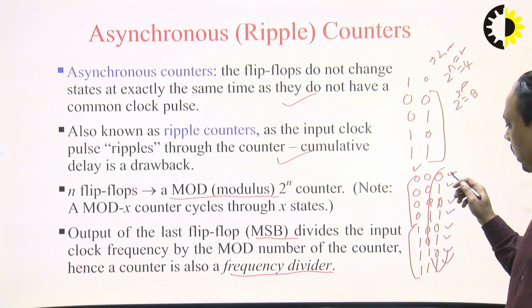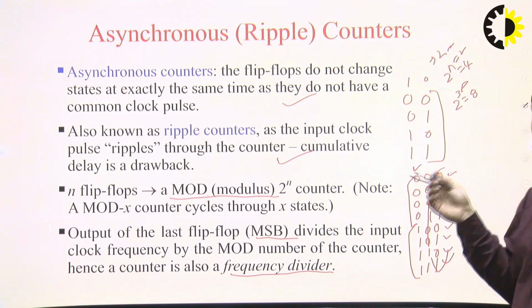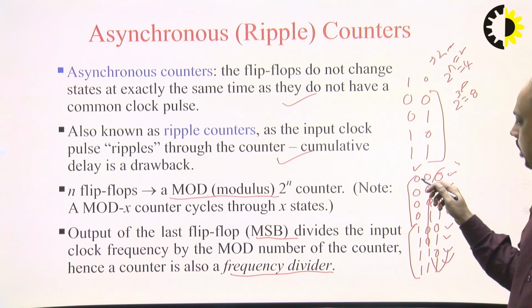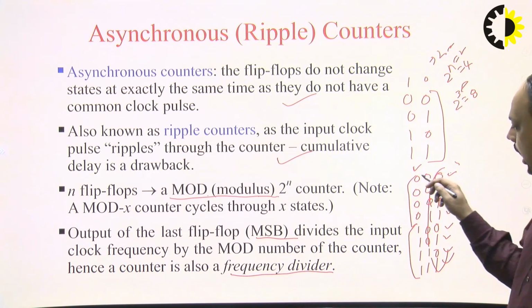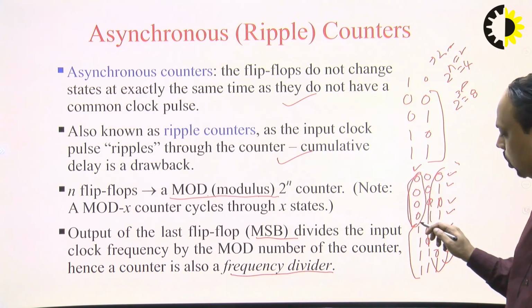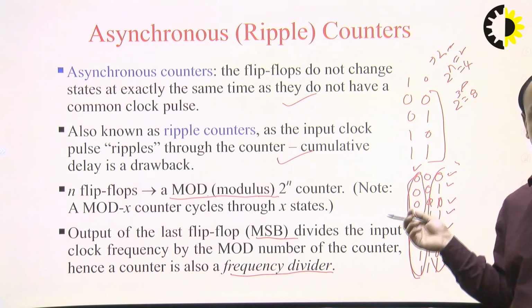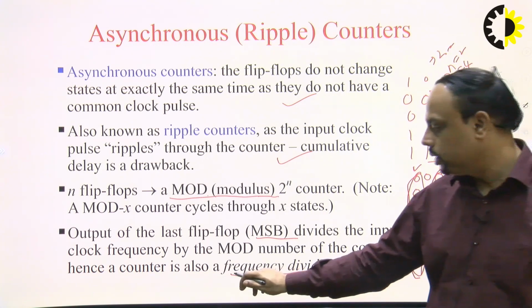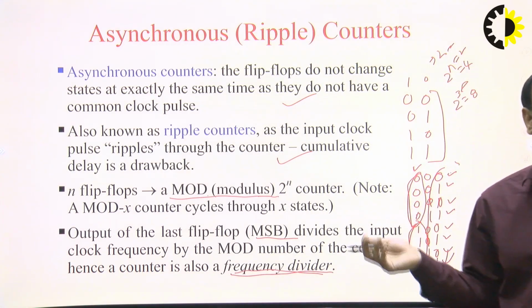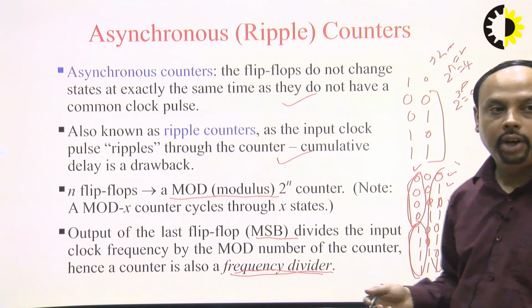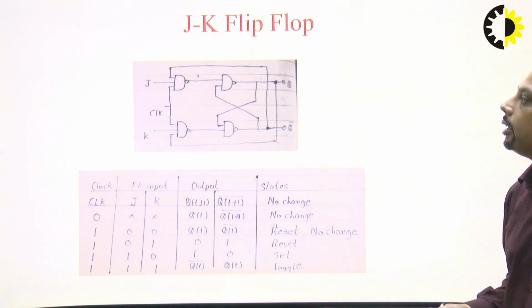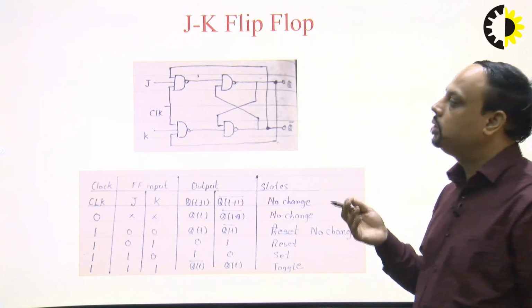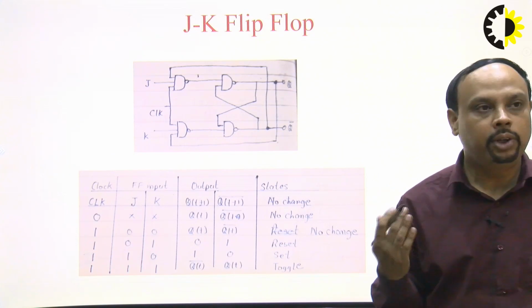The clock frequency which is coming is divided by 2 to the power n, so that we get only 2 state changes in the most significant bit. So these kinds of counters are also used. This is one of the applications of the counter, the counter is used as a frequency divider as well. So for the ripple counter, we require either a T flip flop or a JK flip flop.